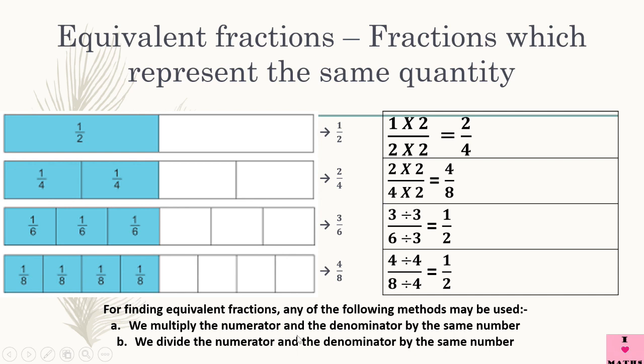We multiply the numerator and the denominator by the same number. And when we do so, we will get a new fraction. But that fraction would be equal to the original fraction. Also, we can divide the numerator and denominator by the same number, like we have done here. We will get new fractions, but the new fraction will be equal to the original fraction. So, this was the introduction to equivalent fractions. I am going to teach you more about equivalent fractions in my next video.